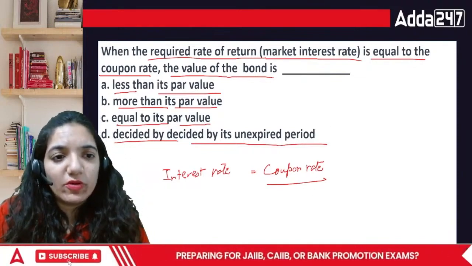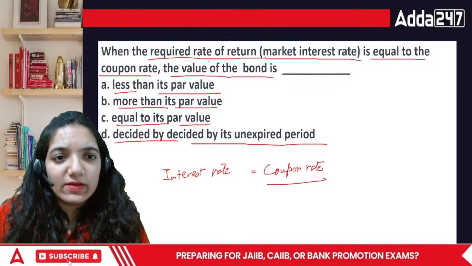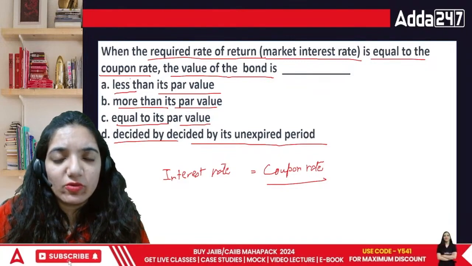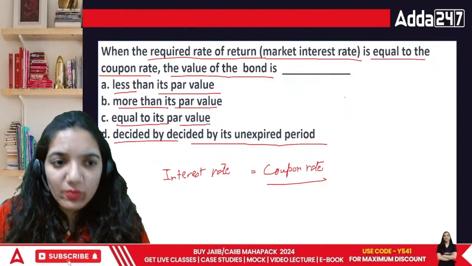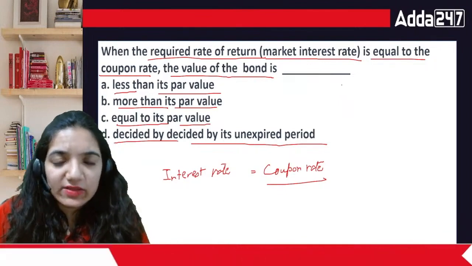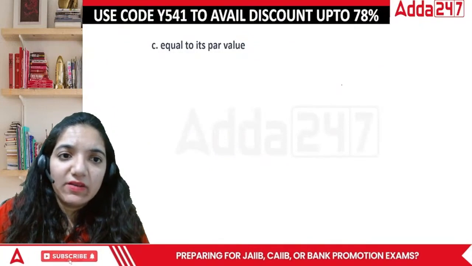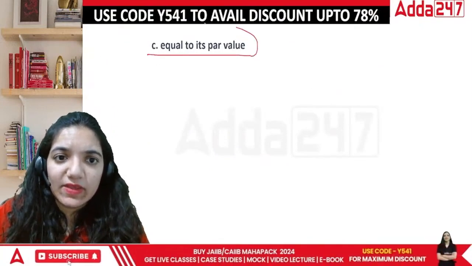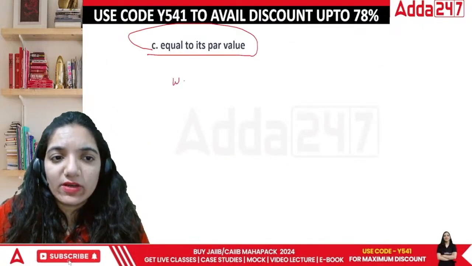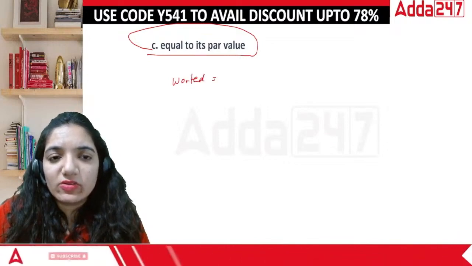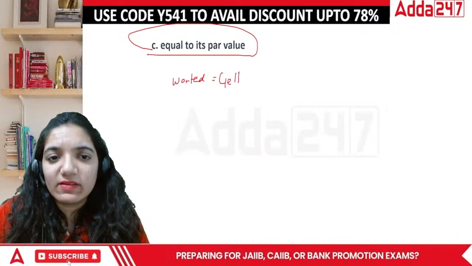When we talk about the coupon rate, when the required rate of return is equal to the coupon rate. Required rate of return is what you want. If what you want is the same amount that you are getting in terms of interest, at this point of time, it would mean that it is equal to the par value. Why? Because what I wanted is what I'm exactly getting, right?